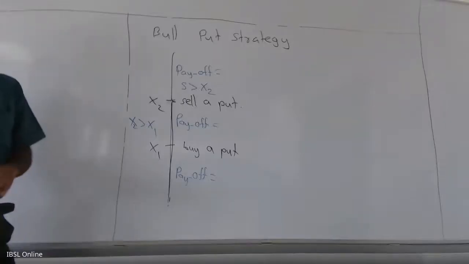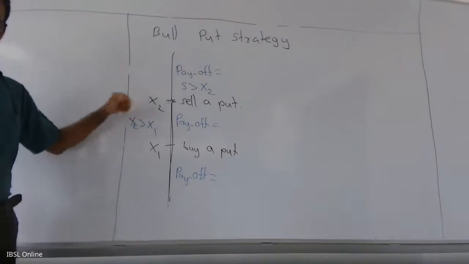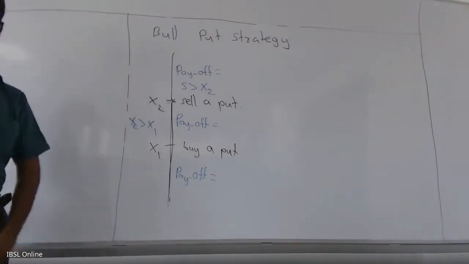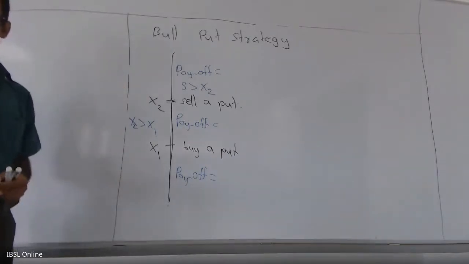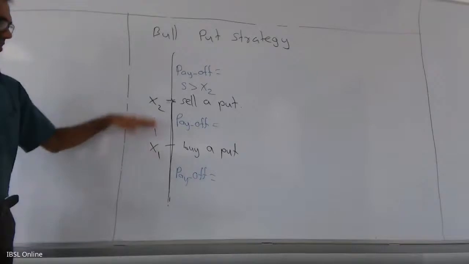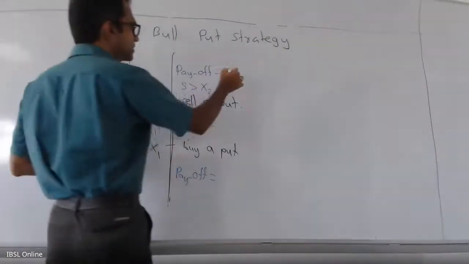No. Why don't you exercise your right? Because you can sell at the market price. You can get X2. Will the buyer of the other option exercise his right? No, because he also can sell at the market. For him also, market price is higher than his exercise price. So what would be the payoff? You won't exercise, the other party won't exercise. So there are no cash flows. So the payoff is 0.